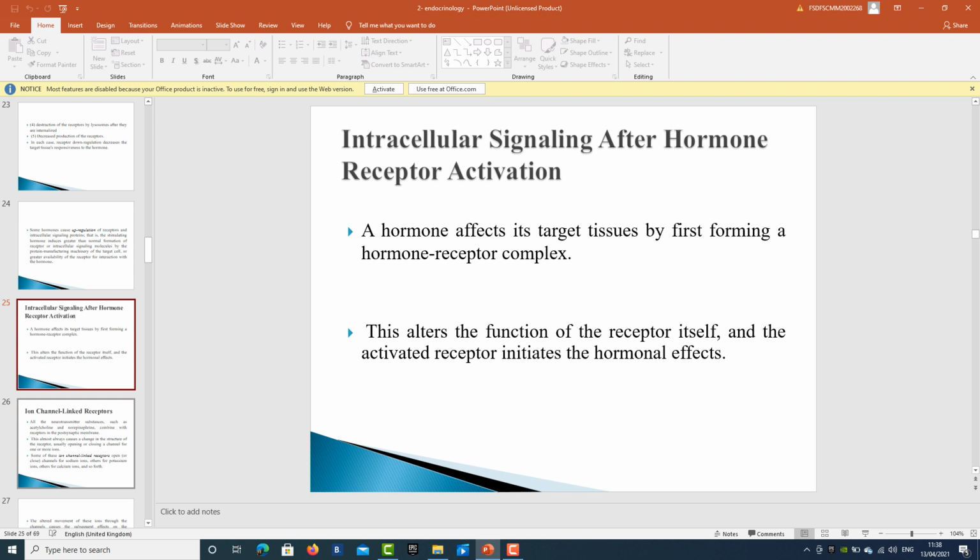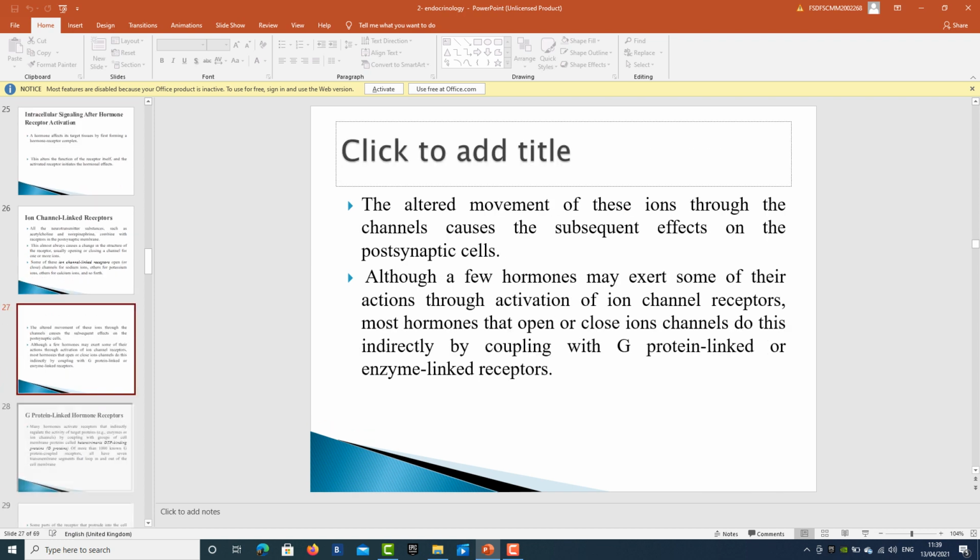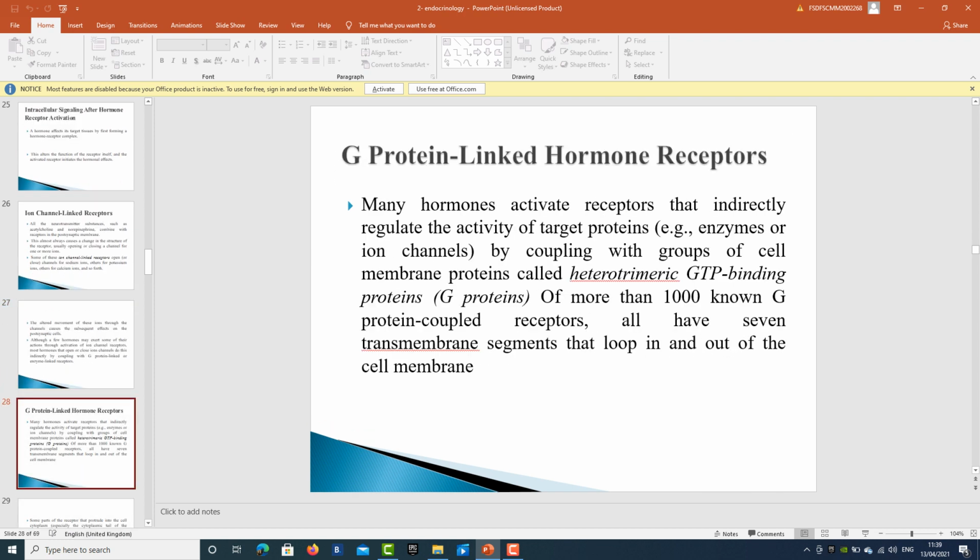Intracellular signaling after hormone receptor activation. A hormone affects its target tissues by first forming a hormone receptor complex. This is the first step, and this is going to alter the function of the receptor itself. And the activated receptor initiates the hormonal effects. So there are ion channel linked receptors and G protein linked hormone receptors.